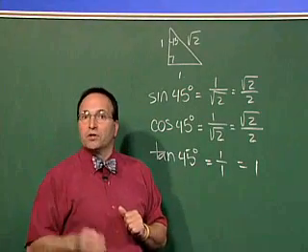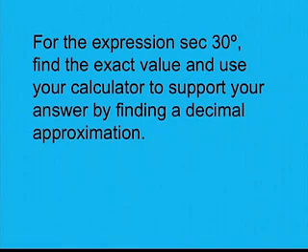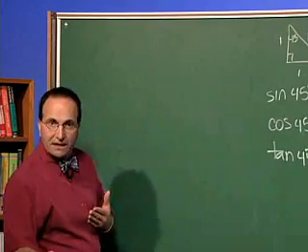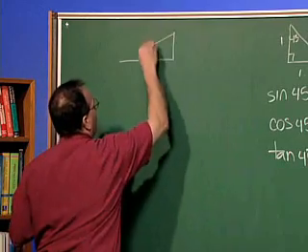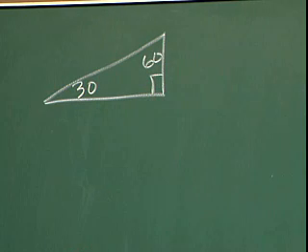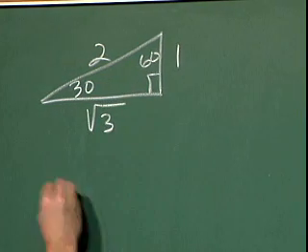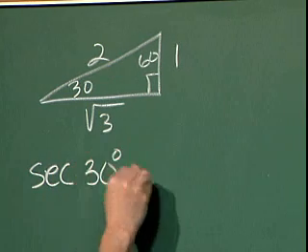Let's solve an example using one of the special angle triangles. For the expression secant of 30, find the exact value and use your calculator to support your answer by finding a decimal approximation. So we want to find the secant of 30. So let's draw our 30, 60, 90 triangle. Remembering that opposite to 30 is 1, adjacent to the 30 is the square root of 3, and the hypotenuse is 2. We want the secant of 30 degrees.